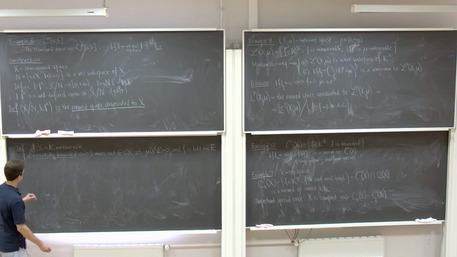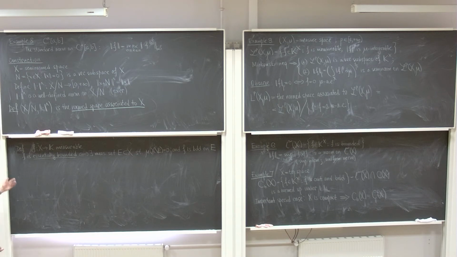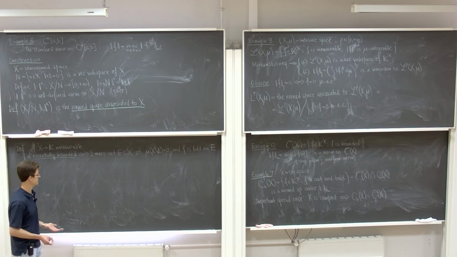And it's clear from the definition that this property doesn't depend on the choice of a representative from the equivalence class. In other words, if we have two functions which agree almost everywhere, and if one of them is essentially bounded, then so is the second one.